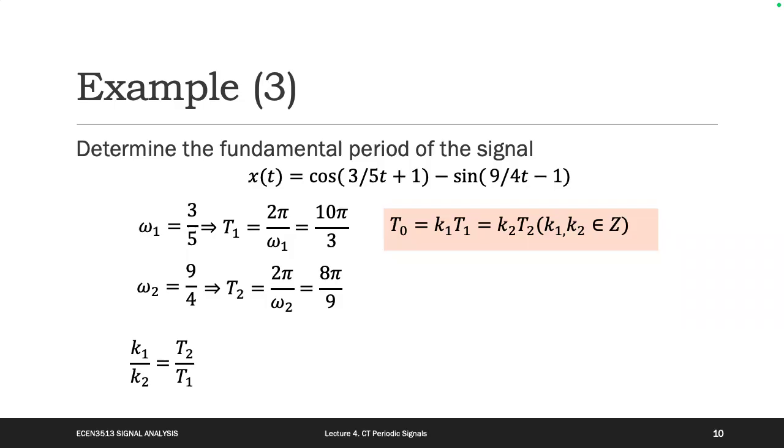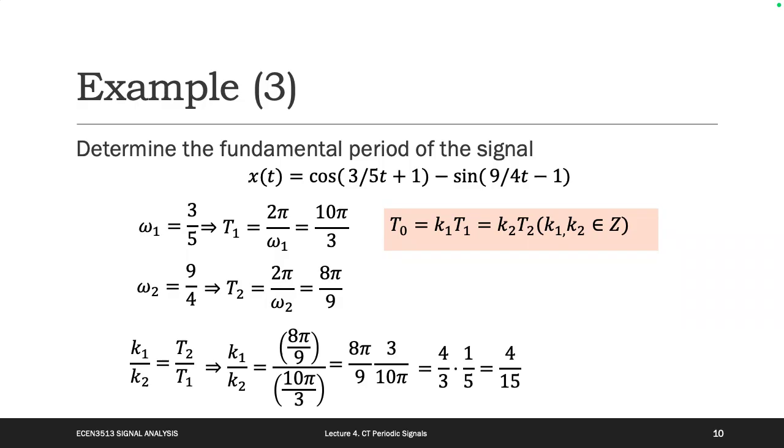So for k1 over k2, we just repeat the same process: k1 over k2 equals T2 over T1. We know T2 here and we know T1 there, and then we just put T2 and T1 into this equation, and try to simplify that. It will equal this one, and finally it will equal this one. Is this the simplest one?